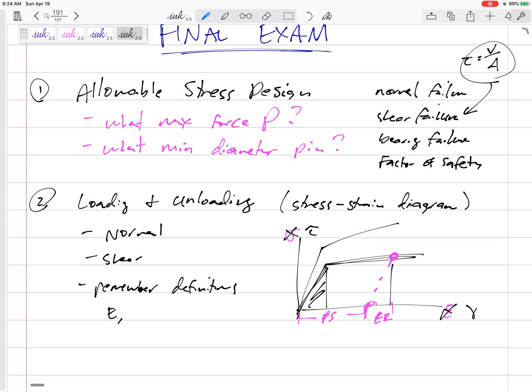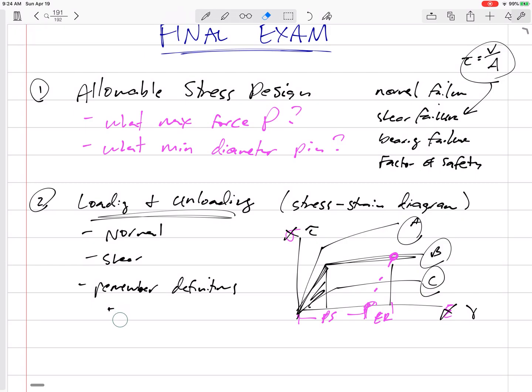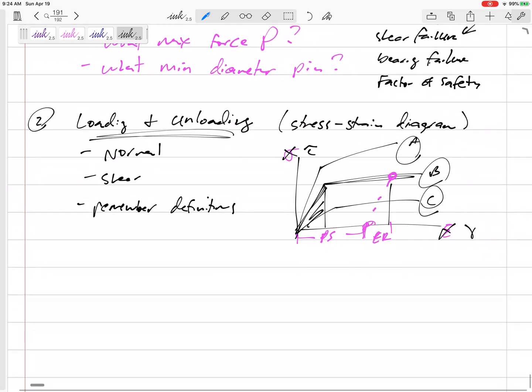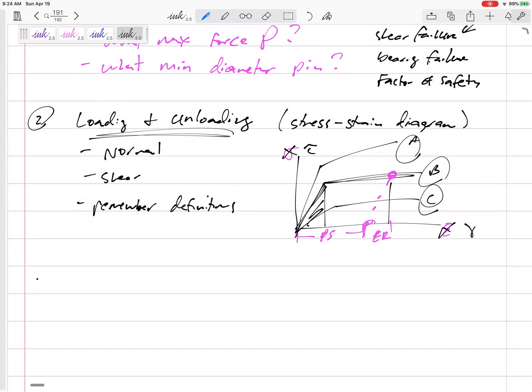Also, if there are multiple curves here, first of all, make sure you're looking at the right curve for the loading and unloading. If I tell you, look at material C, make sure you load and unload material C, but also be able to compare these materials, right? Be able to compare which one is tougher, which one is more ductile, which one has the largest yield stress. Okay, so number two could be a lot of things. Loading and unloading. Number three is going to be from the statically indeterminate section.